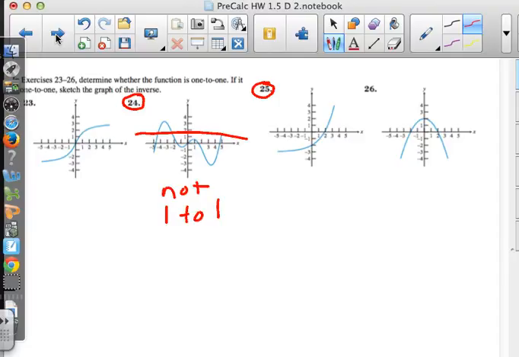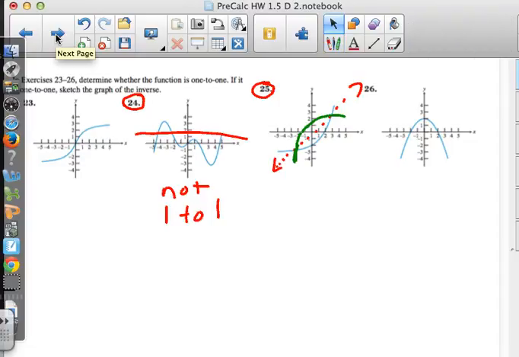Number 25, that one will pass the horizontal and the vertical line tests. So what we want to do is sketch the graph of the inverse. And to sketch the graph of the inverse, we have to remember that that's going to be the reflection over the line y equals x. So we can either pick a few points and reverse the x's and y's, or just try to do this visually and see if we can get a decent match for the inverse. So again, you can pick points if you want to, but I don't think that's a bad representation there of the inverse, that reflection over the line y equals x.